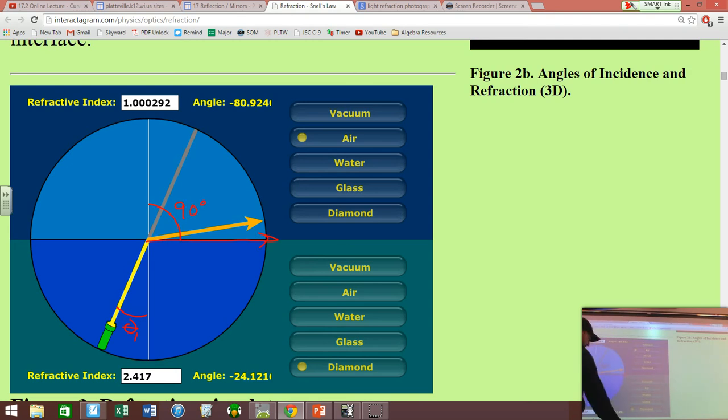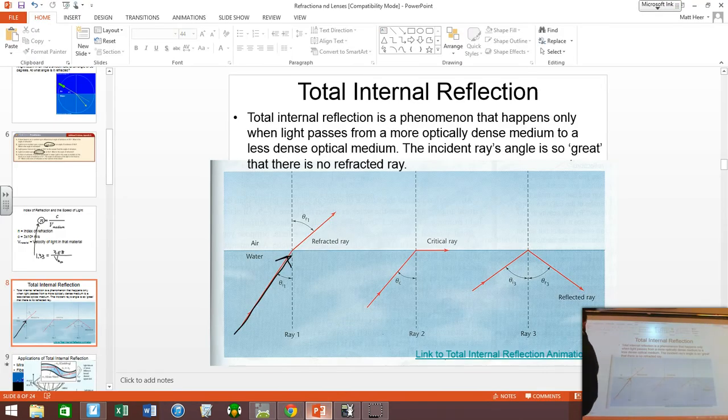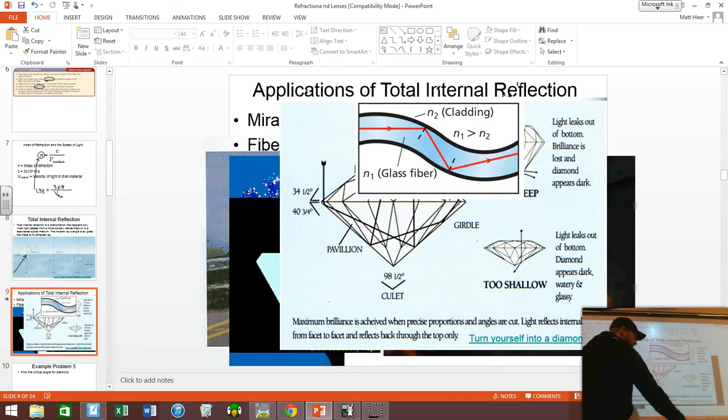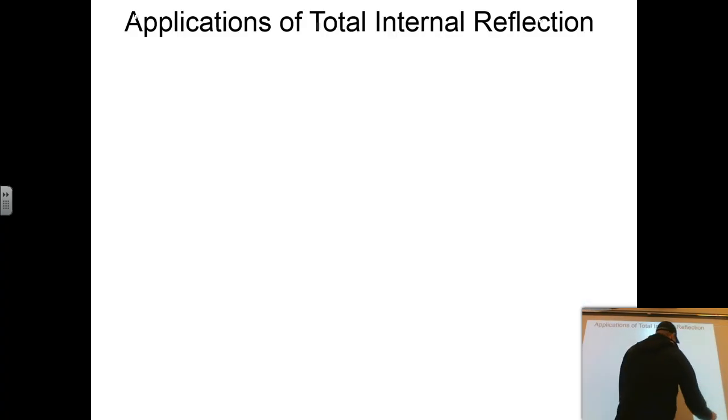So when you're finding critical angles, here's the secret: to find the critical angle, you use 90 degrees. So going back over here, the critical angle, some applications of it when you see it in real life.